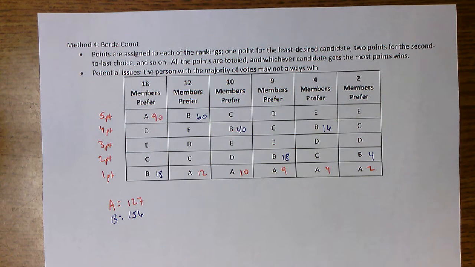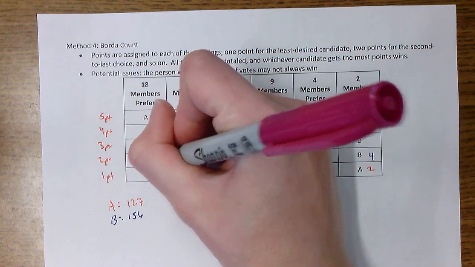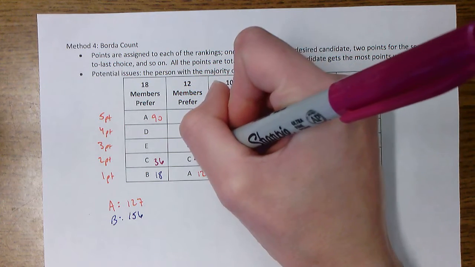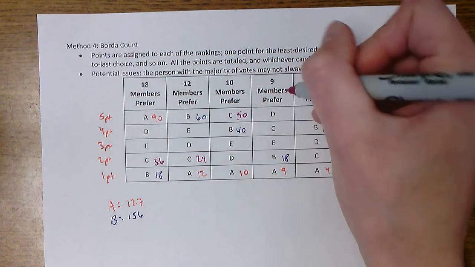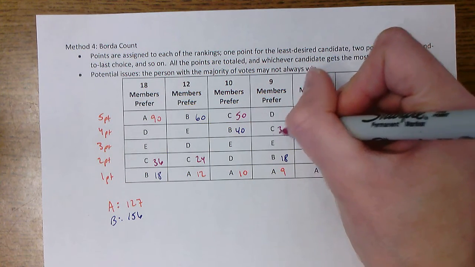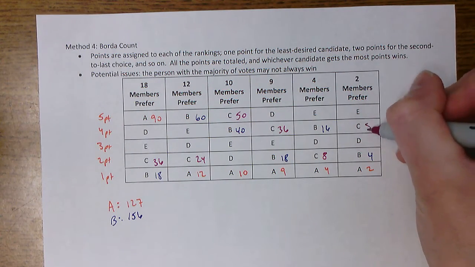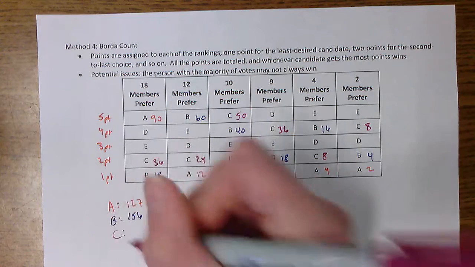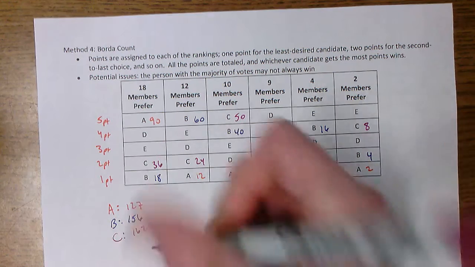All right, next candidate, candidate C. From this group, 18 people gave 2 points, so 18 times 2 would be 36. 12 people here gave 2 points, so that's 24. 10 people gave 5 points, so that's 50. 9 people gave 4, so that's 36. 4 people gave 2, so that's 8. And then 2 people gave 4, so that's also 8. Okay, so for candidate C, when I add all that together, 36 plus 24 plus 50 plus 36 plus 8 plus another 8, that adds up to 162 points.